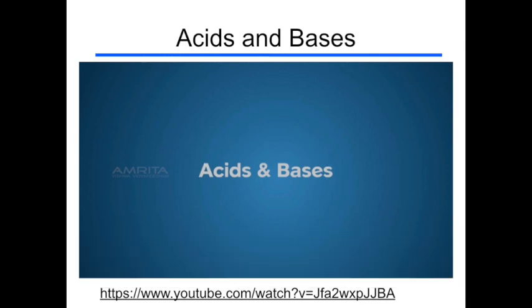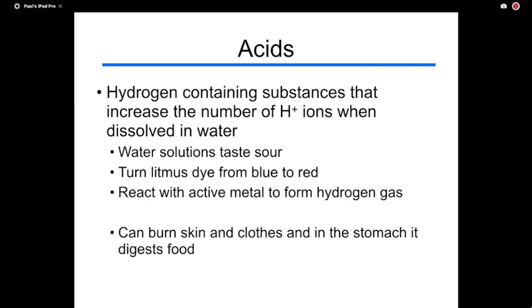Particularly acids, when dissolved in water, taste sour. Now here's one thing I don't want you to do. I don't want you to go into any chemistry lab and try to figure out if it's an acid or base by licking it, okay? Now, why in the world do we talk about things tasting sour?